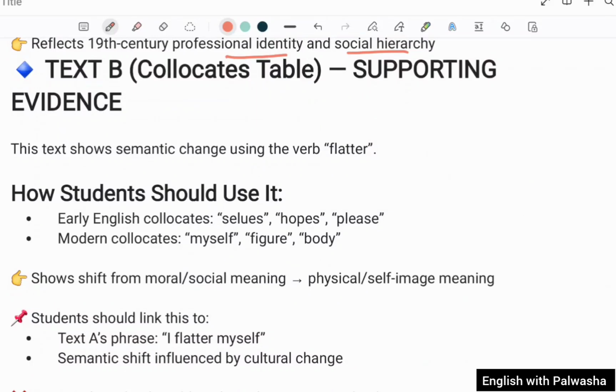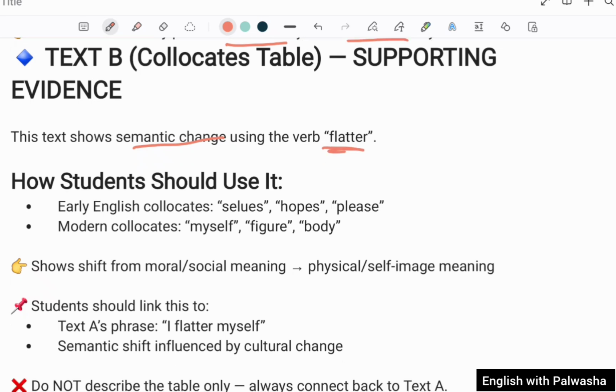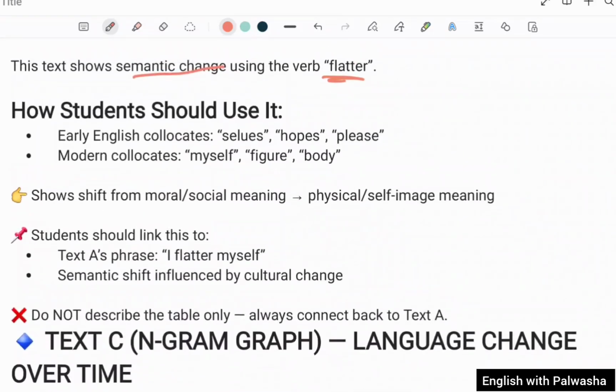Now text B. This is a collocate table, right? This is supporting evidence. This text shows semantic change using the verb "flatter". So how should students use it? Early English collocates still use "hopes", "please". These were the words in the past era, in early English. They used to do it in the 1770s or 1800s.